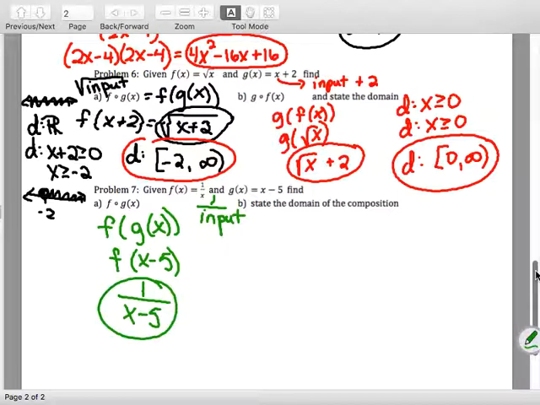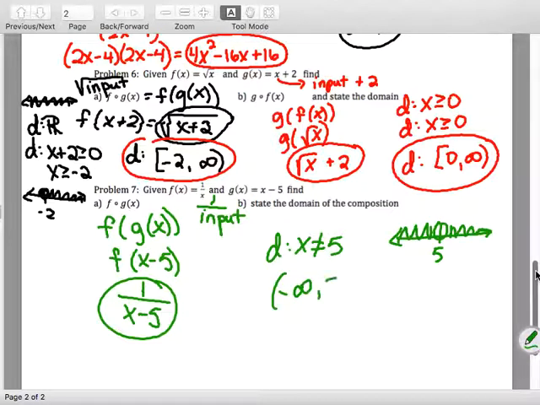My domain, the inside is all real numbers, but my answer is x can't be 5. And you can write it like that, but it's a little bit neater to say if it can't be 5, that's negative infinity to 5, parenthesis, union, parenthesis, 5 to infinity.